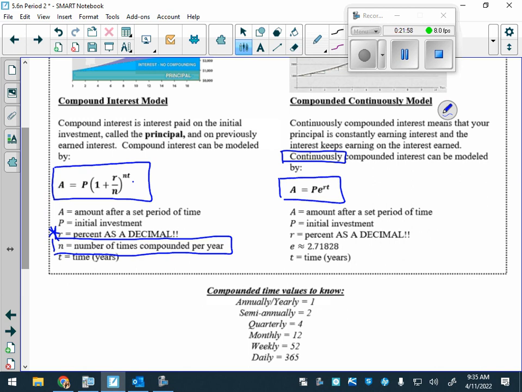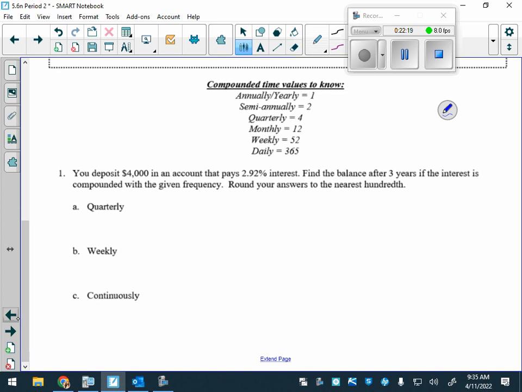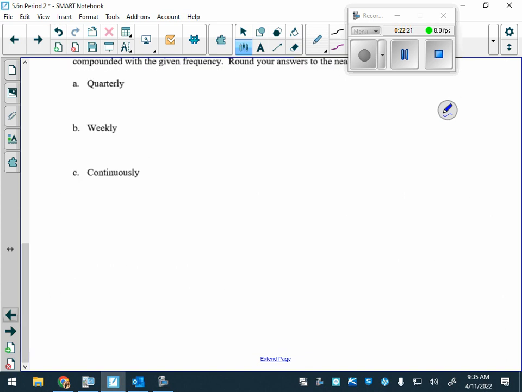That's a lowercase e. Okay, could be. I don't know. I always use the one e to the x. All right. So, compounded continuously is the PERT formula. Compounded a number of times per year is compound interest. All right. So, let's try a few to see how it changes.